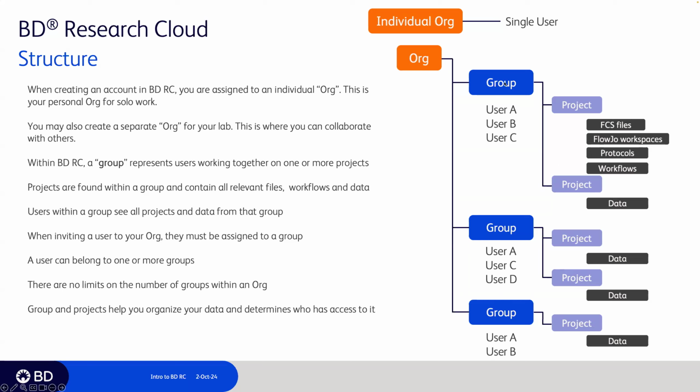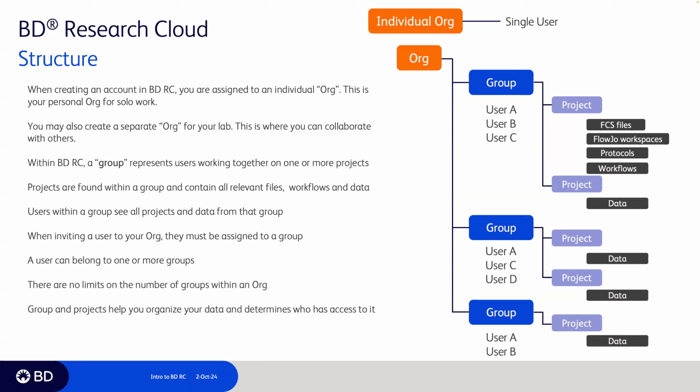Any user that belongs to the group will have access to all the data related to the projects within that group. However, if they're not in the group, then even though they might belong to the org, they won't have access to that data. So that's one way to determine who has access to what. When you do invite a user to your BDRC organization, you must assign them to a group. A user can belong to more than one group, and there are no limits on the number of groups within an organization.